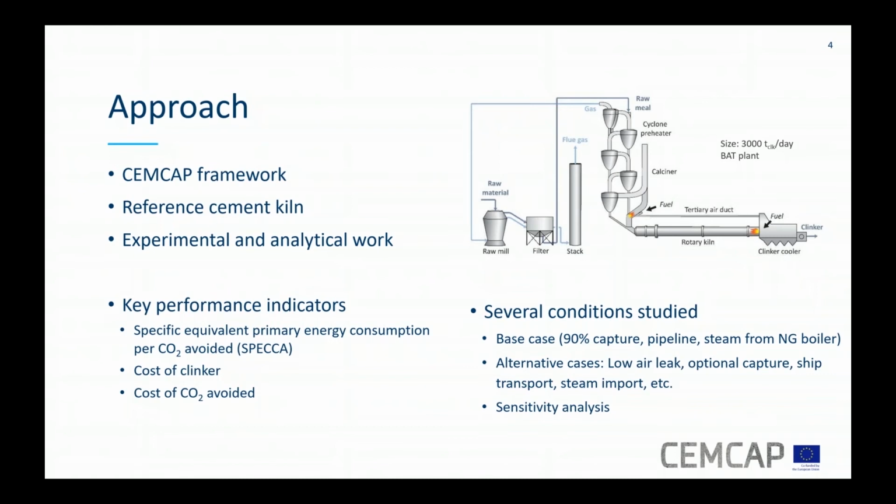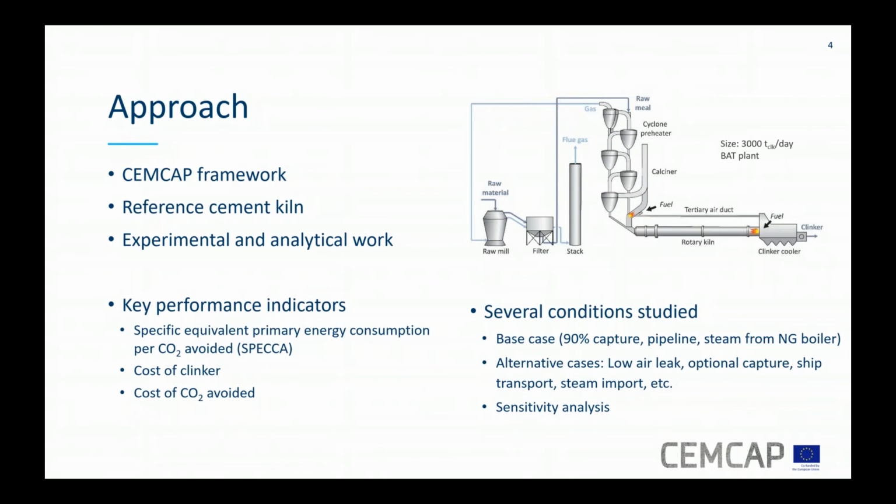And we have looked at the performance of the CO2 capture technologies in several different conditions or cases, and calculated our key performance indicators for these. For example, we have a base case which considers 90% CO2 capture rate from the flue gases, CO2 transport by pipeline, and steam being supplied by a natural gas boiler for those technologies where this is relevant. Then we have looked at alternative cases, for example, where we have different extent of air leakage in the cement kiln itself. We looked at optional capture rate, ship transport, steam import scenarios, and other cases.